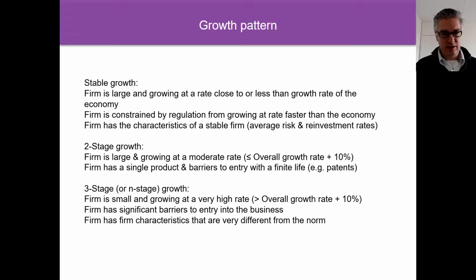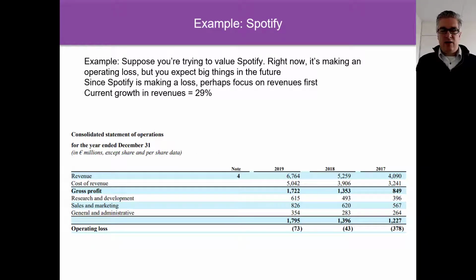Okay, so I talked about this. All right, so let's do a little example of three-stage growth. So what does this look like? Let's look at Spotify. Right now it's making an operating loss, but you kind of expect that Spotify will make a profit in the future.